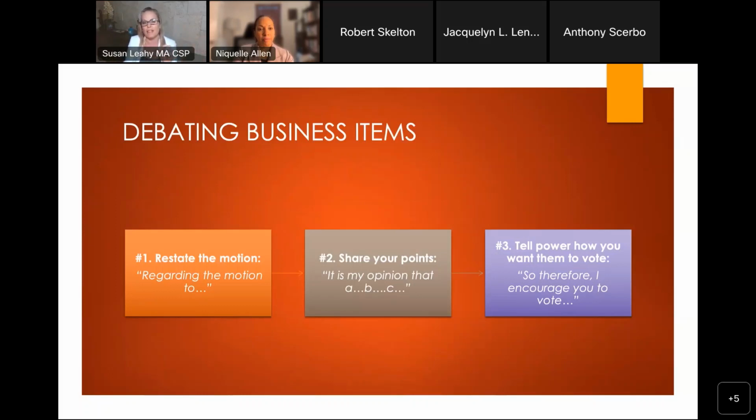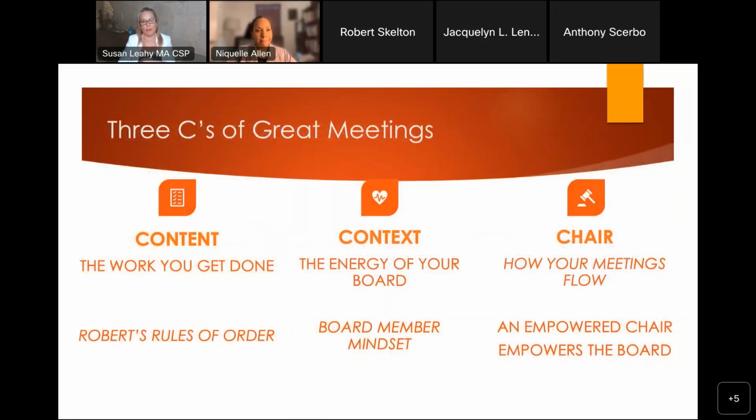Remember, your job as a board member is to influence as well as to be influenced, right? That's the growth mindset. And so at the end of your discussion, don't be afraid to tell people how you want them to vote. So therefore, I encourage you to vote in favor of the amendment to the amendment. Therefore, I encourage you to vote the amendment to the amendment down. So you're actually telling people how you would like them to vote, because that's really where your power and your influence lies. So get clear, remind people what you're talking about, give people concise points, and then tell them what you want them to do with this information.